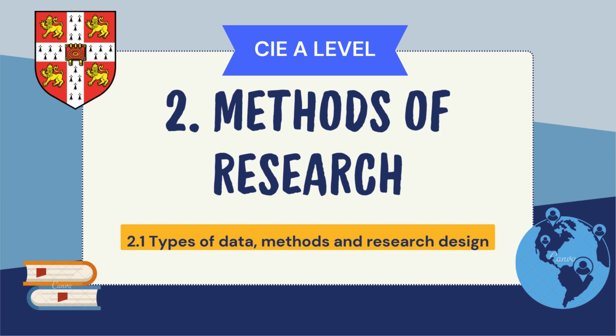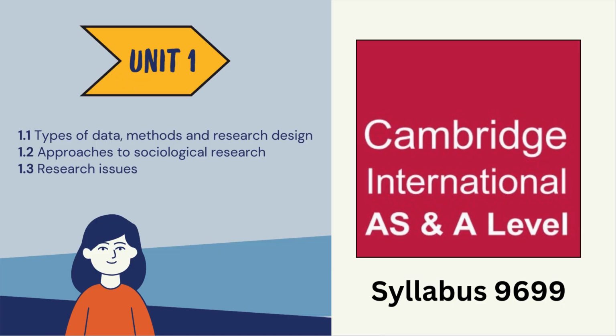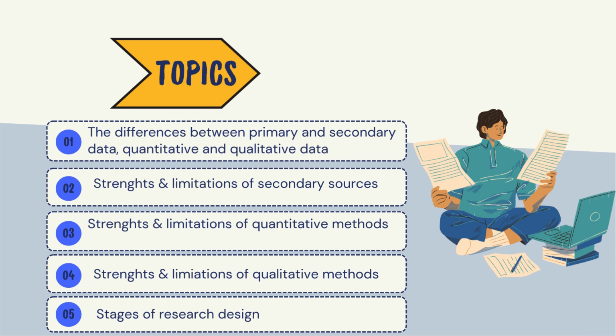In this video, we're going to look at the first subtopic of the unit: types of data, methods, and research design. In future videos, we're going to look at approaches to sociological research and research issues. But within this video, we're going to look at primary and secondary data, as well as quantitative and qualitative data, and the strengths and limitations of each, as well as the differences. And we're going to end the video by looking at stages of research design.